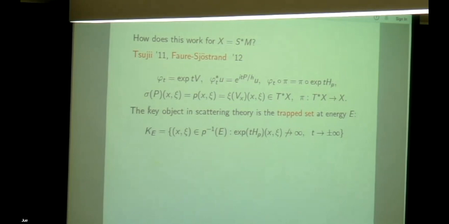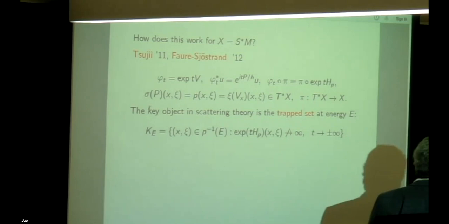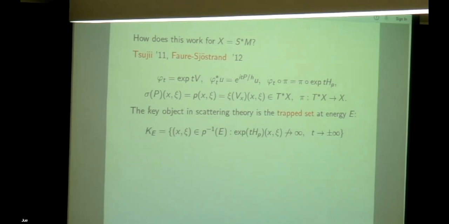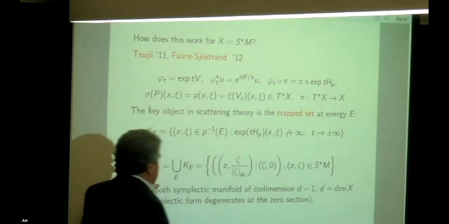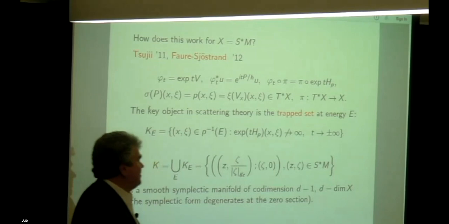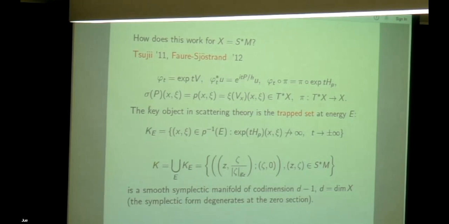And the key object is the scattering theory: the trapped set is the set of points on the energy surface which do not escape to infinity. In this case, the infinity is the psi infinity, seeing that here we are compact in position. This is S star of N, a compact set, but we have this non-compact direction psi, and this is where things escape. That's the analogy. The total trapped set is the union of these, and as long as you stay away from zero, that is actually a smooth thing, which is important. And in fact, the reason we have this gap in exponential decay is closely linked to the symplectic structure.